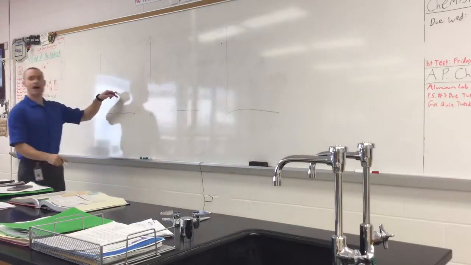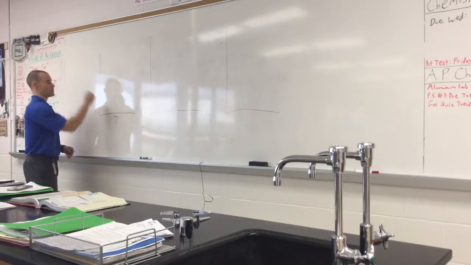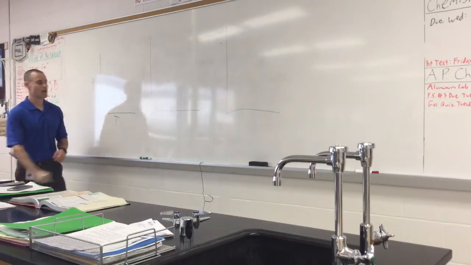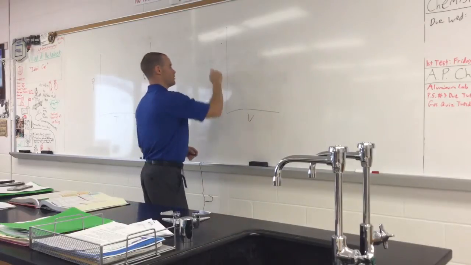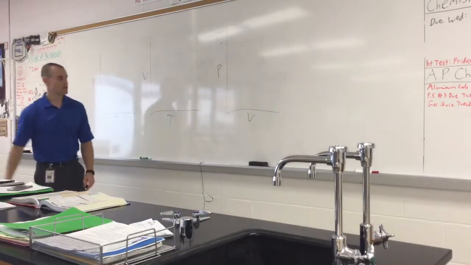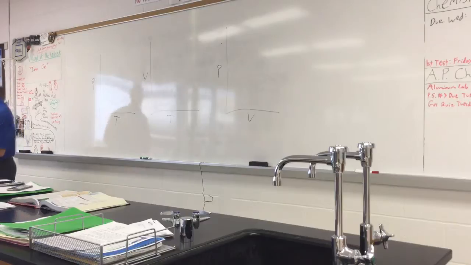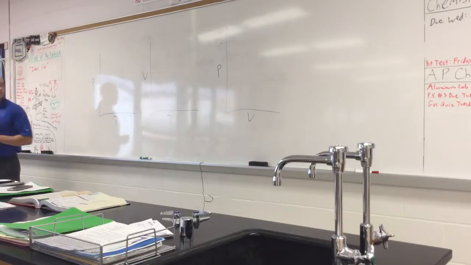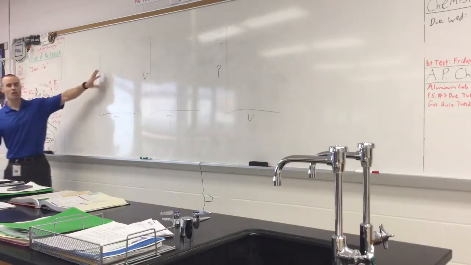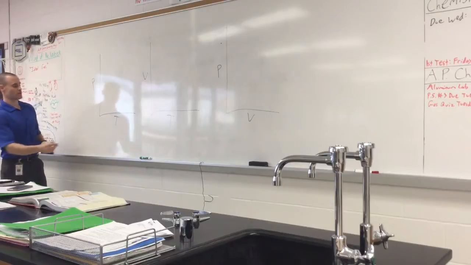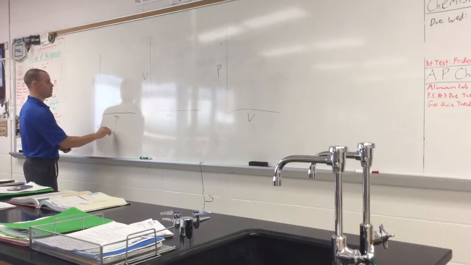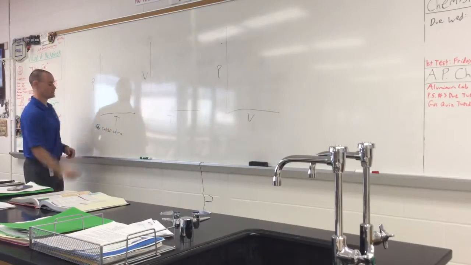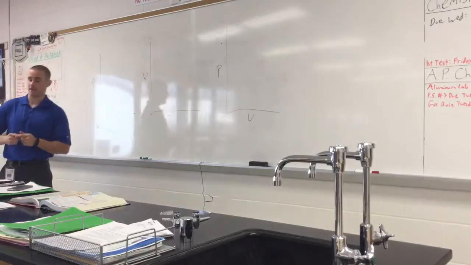Now, this graph, we're going to put temperature and pressure on the X and Y. This graph, temperature and volume. And then this graph, we're going to put volume and pressure. So PTV, pressure, temperature, volume. Now this one, pressure, temperature, volume, this is going to be at constant volume.